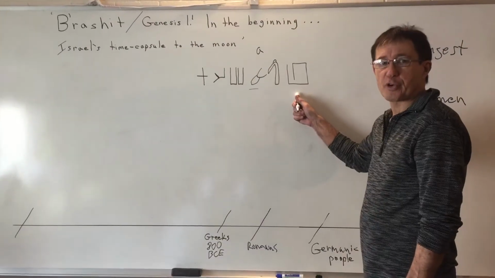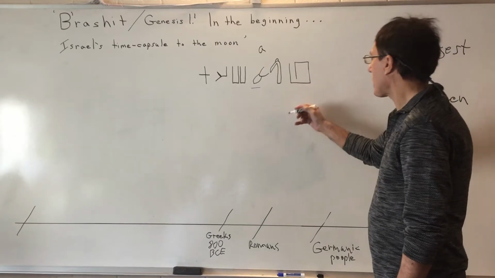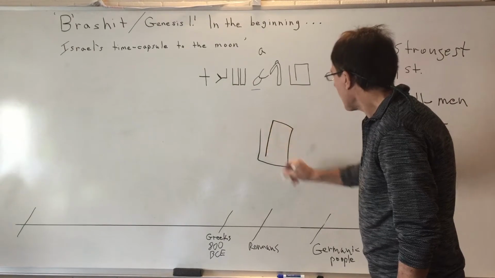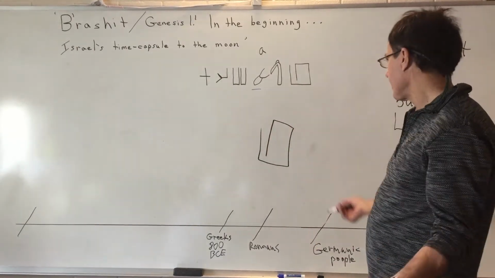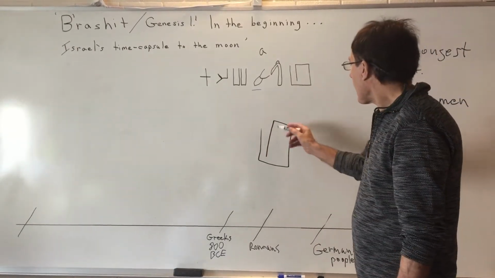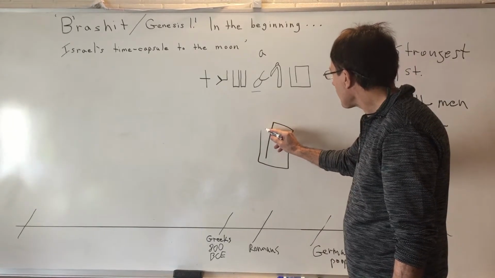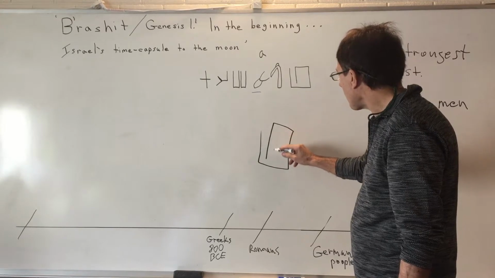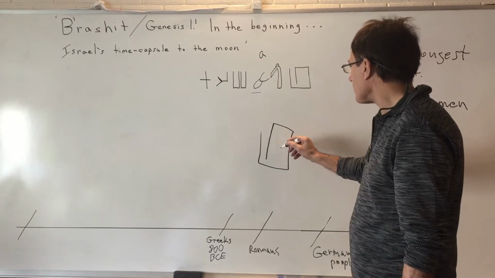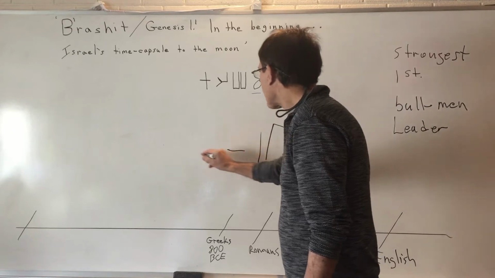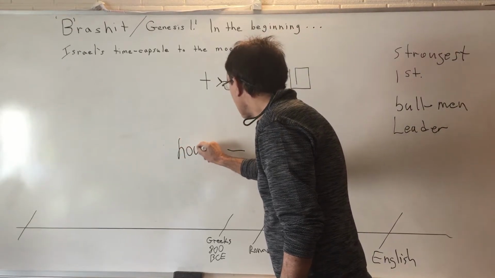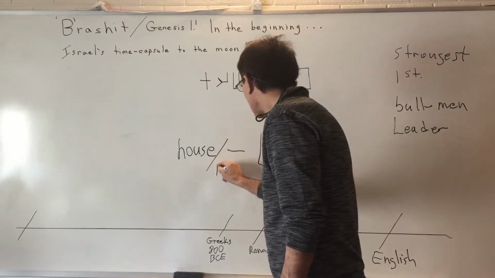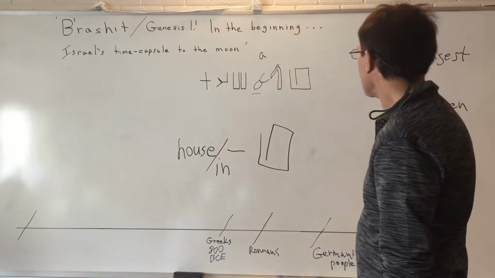Our next character for consideration is the second character, and we draw it like this. And what is this? It's actually a living space. People would enter through here, and this would be the primary room where they sleep and cook, much like your house. Indeed, in Hebrew, it actually carries the definition of house as well as inn.